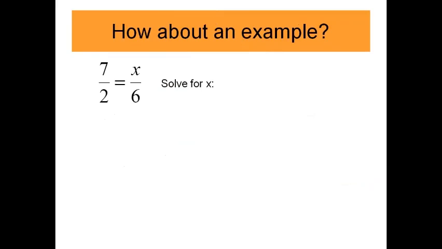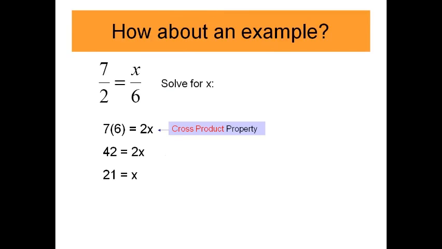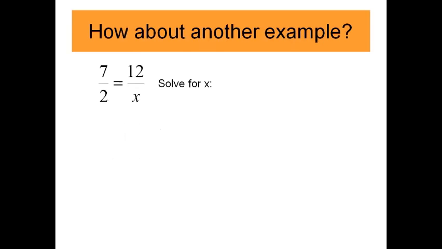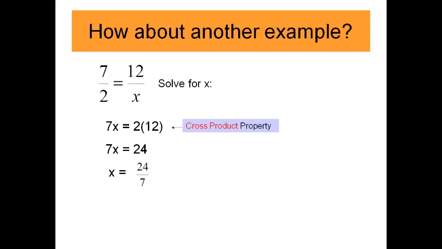We have to solve for the value of x. 7 by 2 is equal to x by 6. Cross multiply the numbers. 7 into 6 is equal to 2 into x. 7 sixes are 42, equal to 2x. Now we have to find the value of x. So the number which is in multiplication with x will go in the denominator and 42 will come in the numerator. So x will be equal to 42 divided by 2. Answer is equal to 21. Let us discuss one more example here.